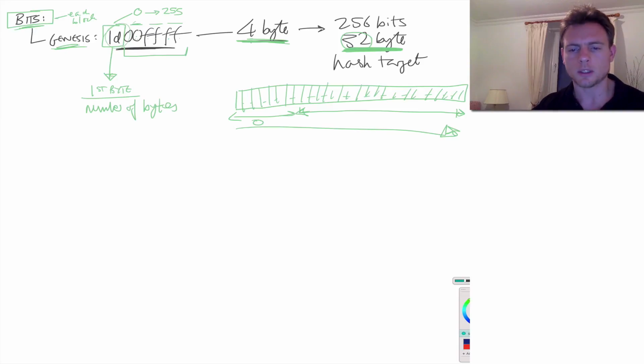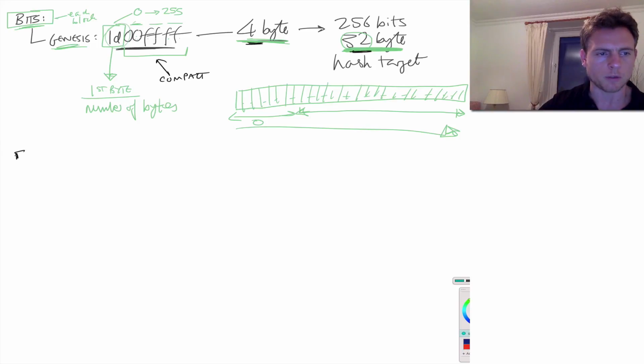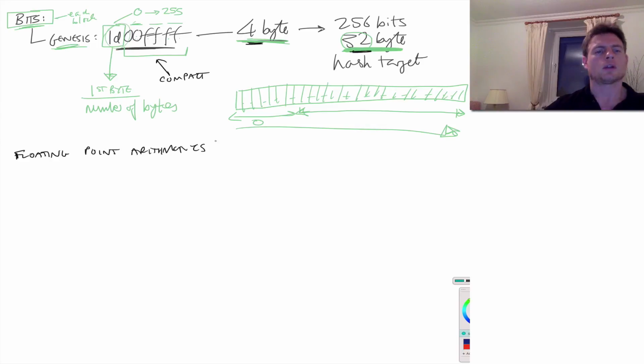Now, I'm just going to quickly switch to decimal to give you a kind of an analogy here. This notation here is known as compact format, right? So it's a compact way of representing a 32 byte number in only 4 bytes. Some of you might be familiar with floating point arithmetic, and this is kind of like a floating point notation. Now, let me give you an analogy.